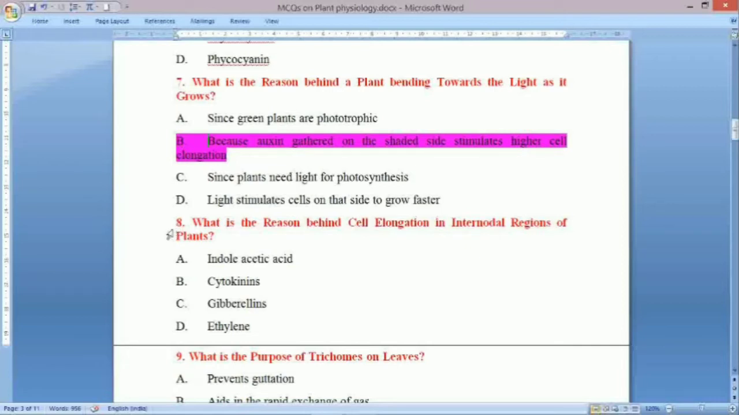Next question, question number 8. What is the reason behind cell elongation in internodal regions of plants? Option A, indole acetic acid, B, cytokinins, C, gibberellins, and D, ethylene. And here the right answer is option C, gibberellins.